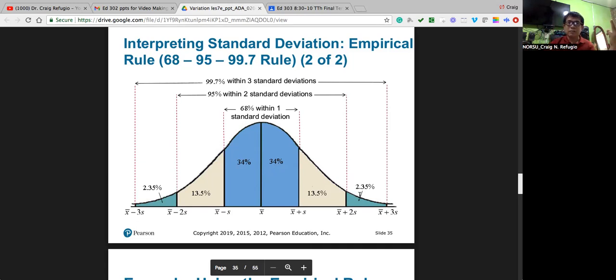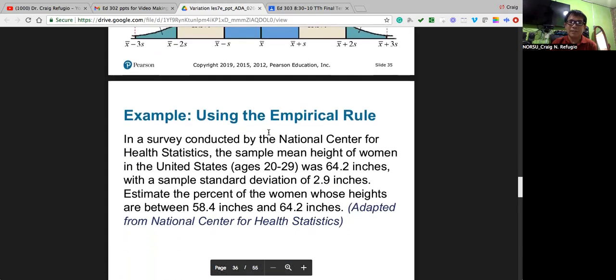Then three standard deviations also going to the left side. So we have 1, 2, and then 3, composed of 34%, 13.5%, then 2.35%. So in total, 6 standard deviations, 3 going to the right and 3 going to the left side. So remember, 68% within one standard deviation, 95% within two standard deviations, 99.7% within three standard deviations. Using the empirical rule, we have some problems.